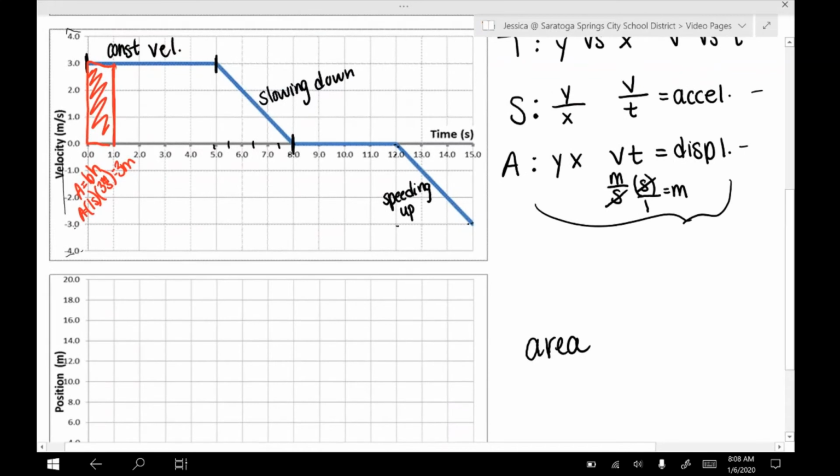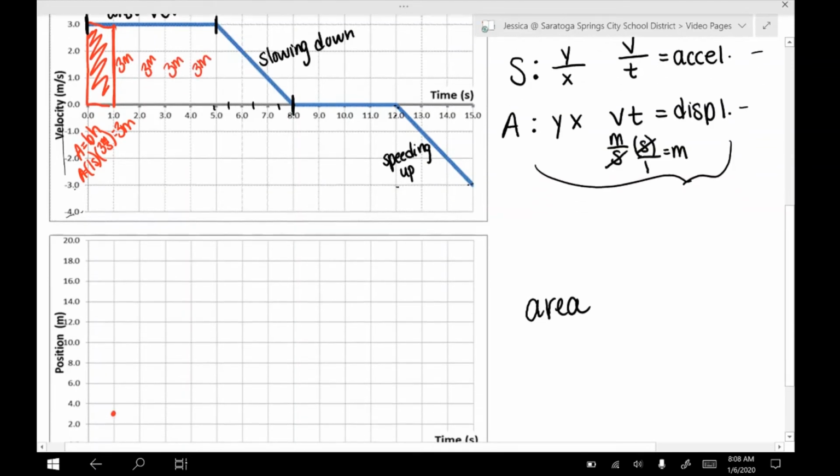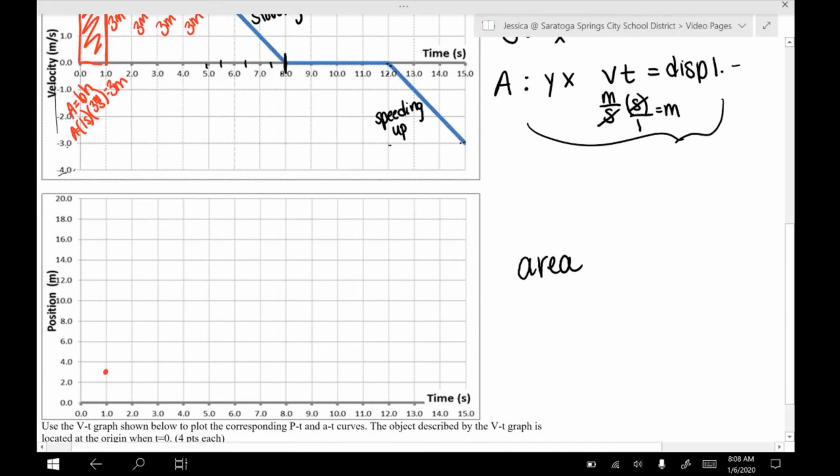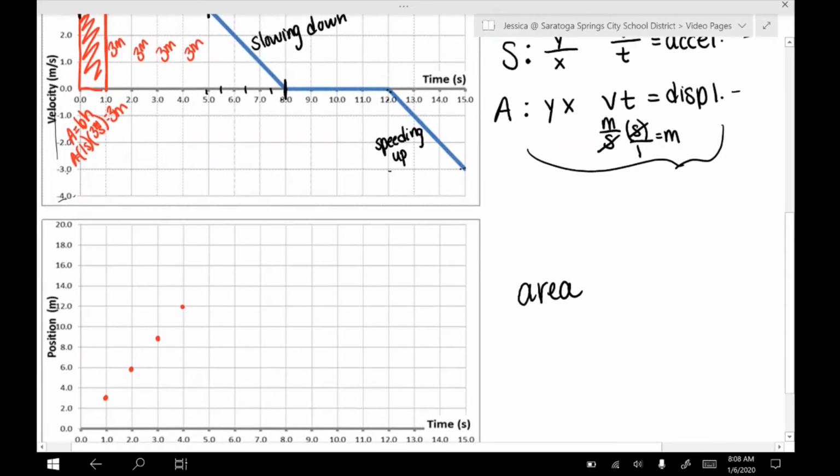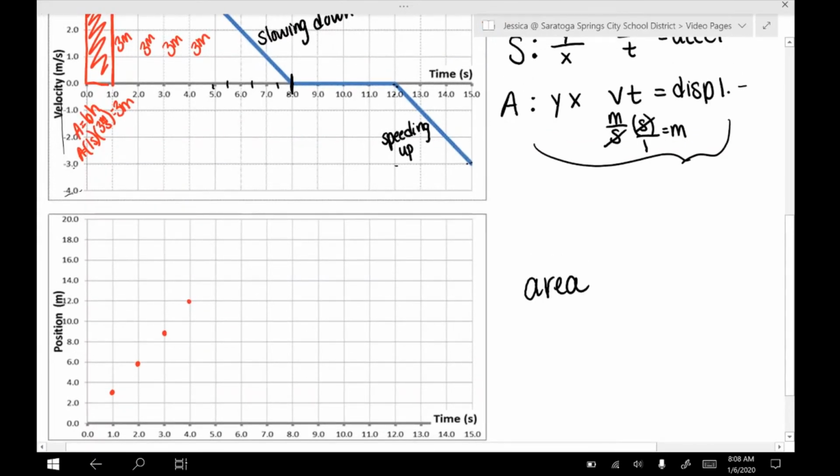Okay. Now with each additional box, since this is a nice constant rectangle, I'm going to travel an additional 3 meters. Okay. So at the end of 2 seconds, I'll be at 6. 3 seconds, I'll be at 9. 4 seconds, I'll be at 12. And at 5 seconds, I will be at 15.